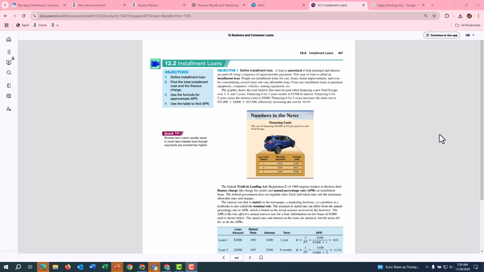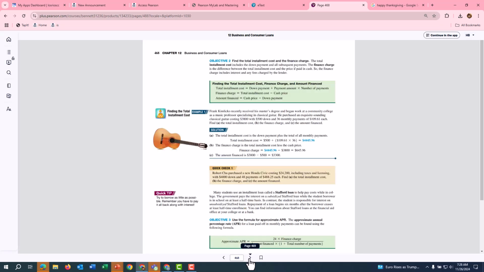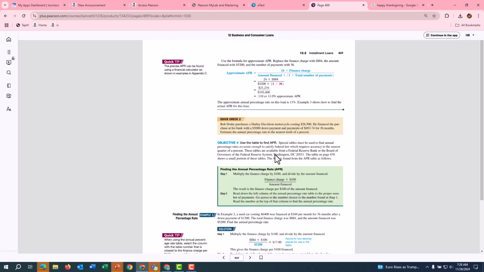In Objective 12.2, we're discussing installment loans. In this particular section, we're identifying credit history, how to identify installment loans, and approximate APR. As we approximate APR, it takes into consideration our finance charge as well as the amount financed. In the green box, finding the annual percentage rate is demonstrated for you here.